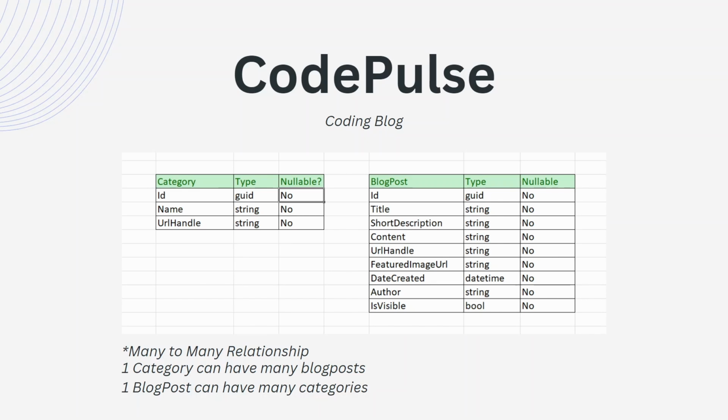If we talk about the relationship between the category and the blog post, we will have a many-to-many relationship. That means one category can have many blog posts. For example, if it's an HTML category, you will have multiple blog posts that relate to the HTML category. And similarly, one blog post can have many categories. For example, if you are working on a login page and that's an HTML and CSS category, you will add HTML and CSS categories to that particular blog post. That makes this a many-to-many relationship.